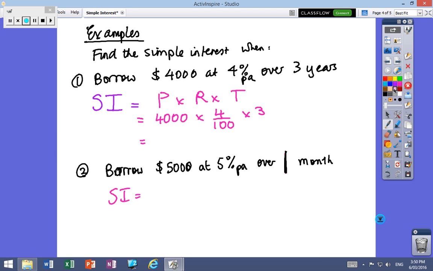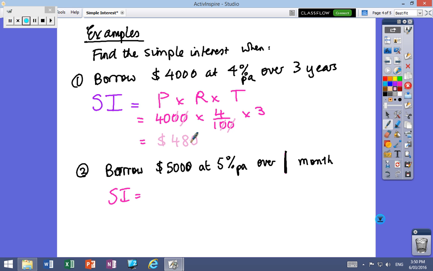I'll do it manually, so I'll cross off those zeros. 12 fours are 48. So that is $480, and that's over 3 years. So $480 over 3 years, which is $160 each year.